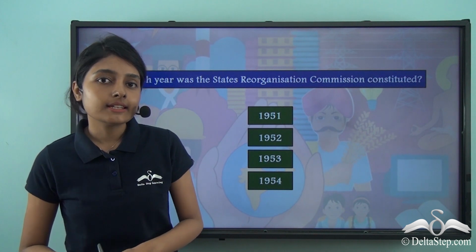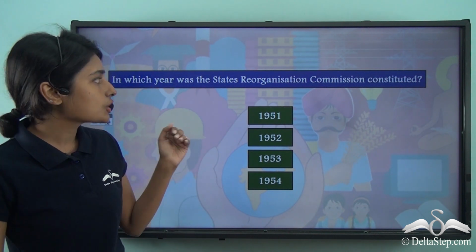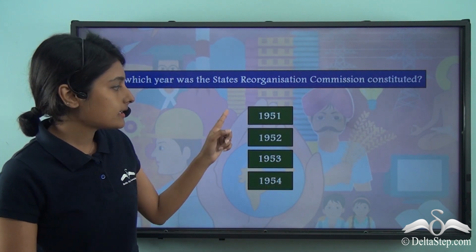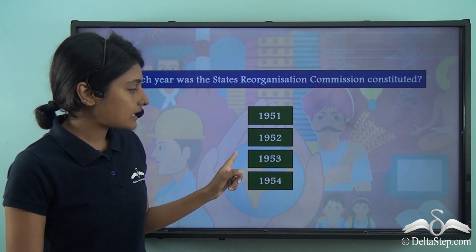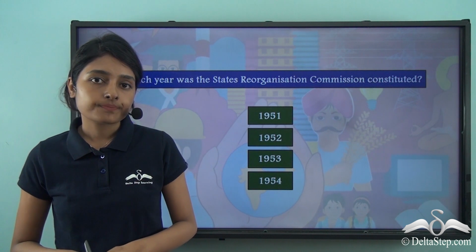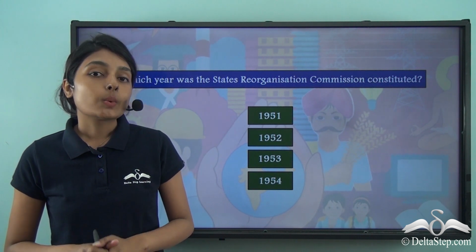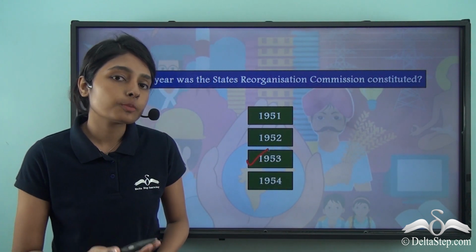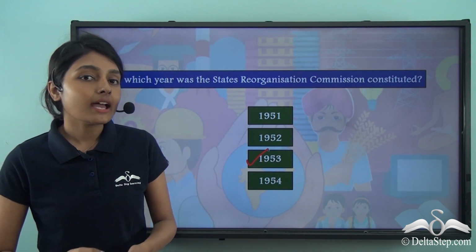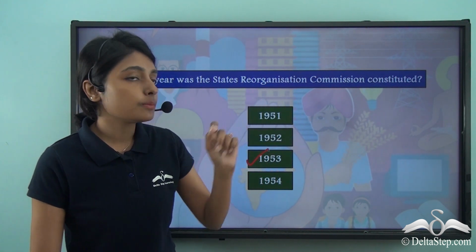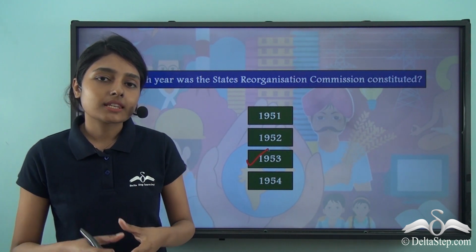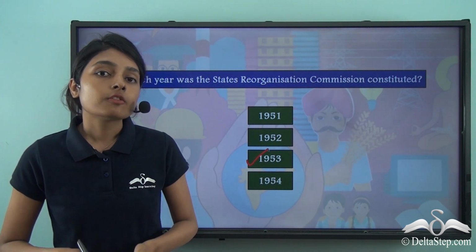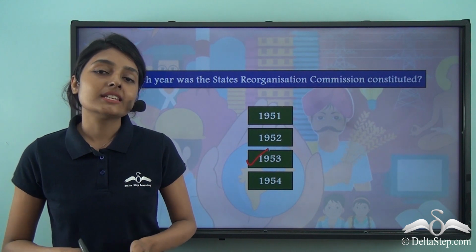Before proceeding with this lesson, let me ask you a question. In which year was the States Reorganization Commission constituted? Was it constituted in 1951, 1952, 1953 or in 1954? Well, the correct answer is 1953. It was in 1953, following the formation of the new state called Andhra, that this States Reorganization Commission was instituted. And this commission was supposed to take care of the demands of separate linguistic groups which were wanting to have their own independent states.